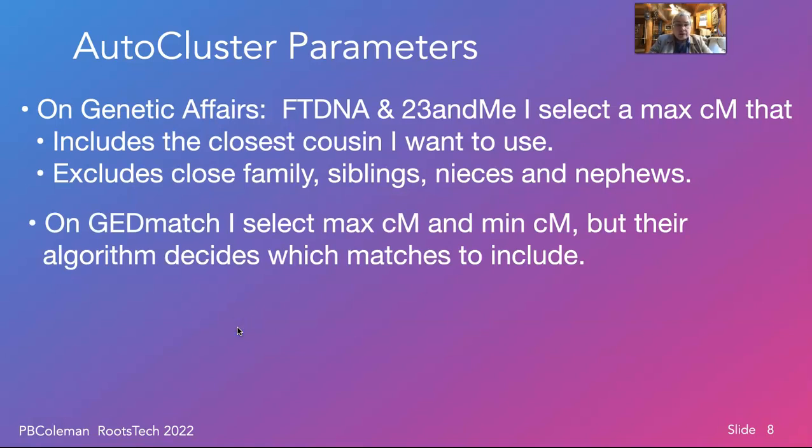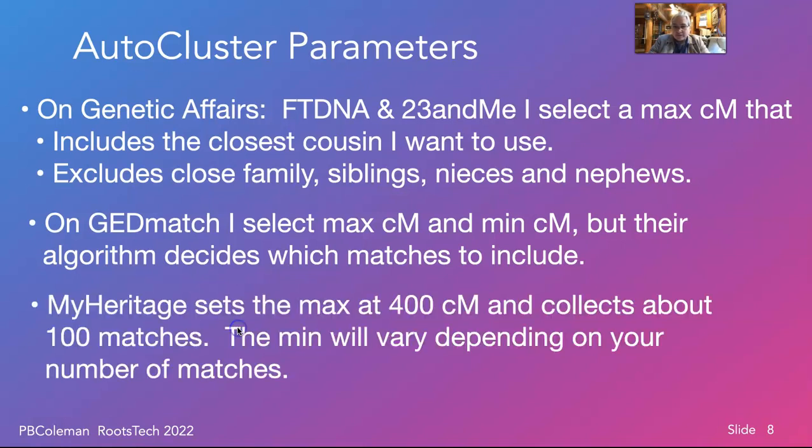On GEDmatch, I also select the max and min for the region that I'm interested in, but their algorithm will often select which matches to put in the cluster and not necessarily include everything that I think should be there. MyHeritage sets the limits for you. They use a maximum of 400 centimorgans, and then they collect about 100 matches. So the minimum value is going to vary depending on how many matches you have, starting at 400 down till they get around 100 total.